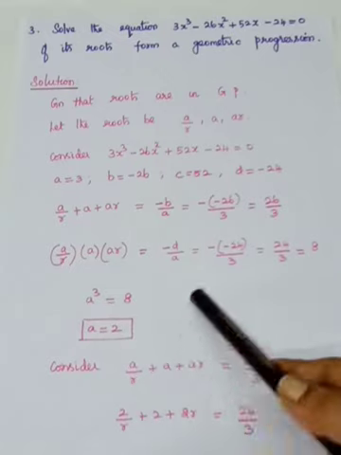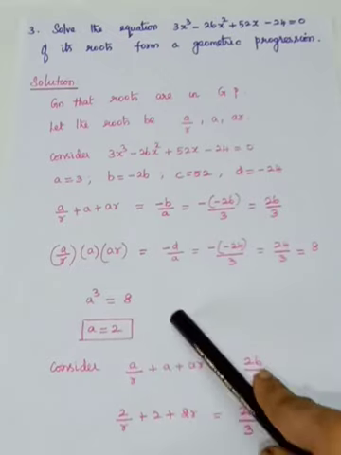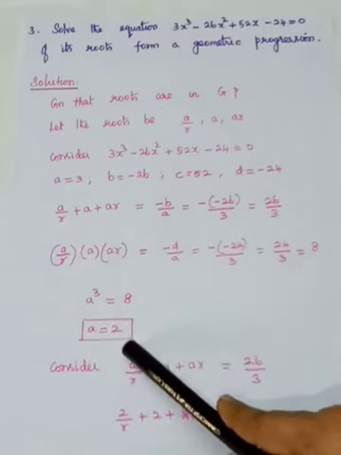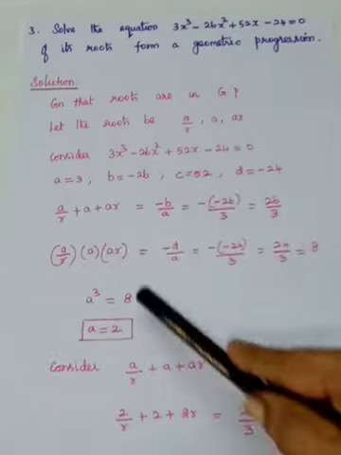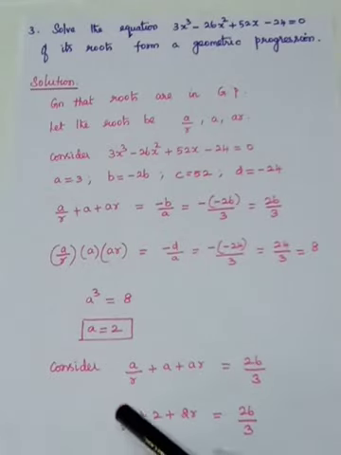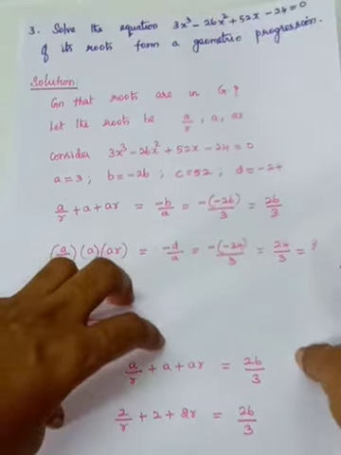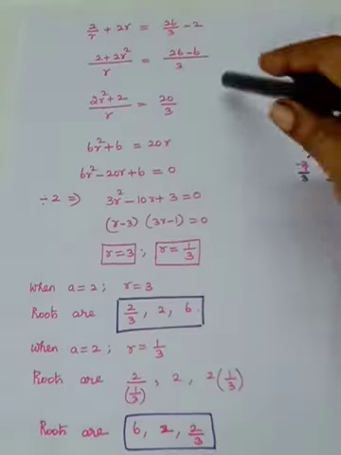The remaining two roots are imaginary. We'll consider the real root, a is equal to 2. So a is equal to 2 means you substitute in the previous result. So it is 2 by r plus 2 plus 2r is equal to 26 by 3. So this 2 you take to the other side. 2 by r plus 2r is equal to 26 by 3 minus 2.